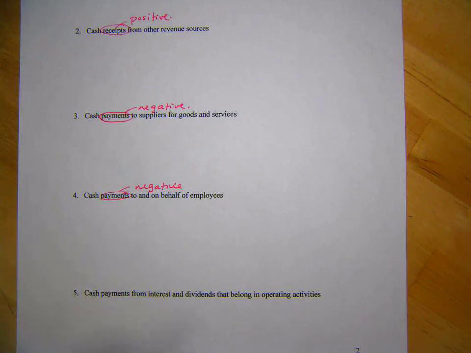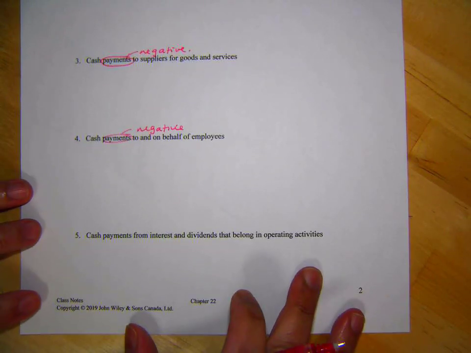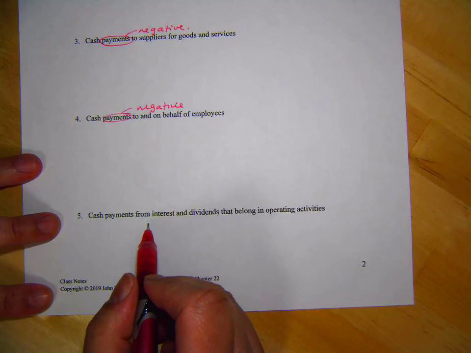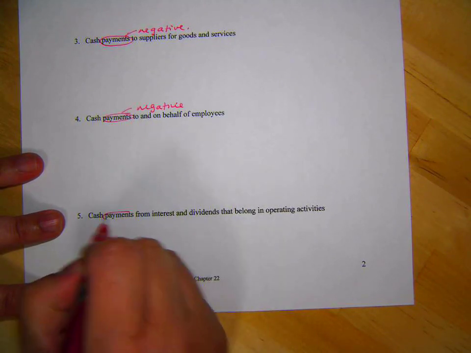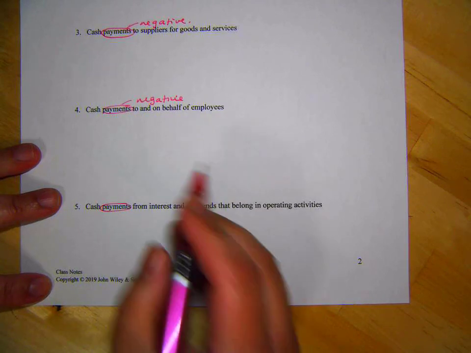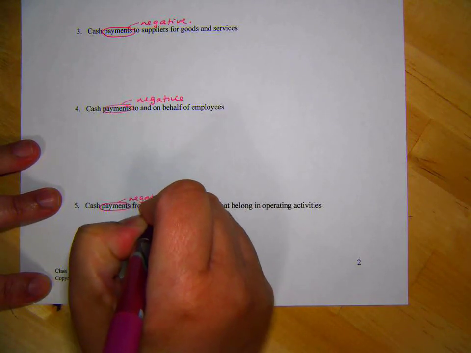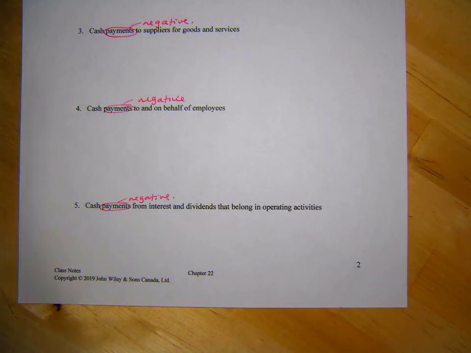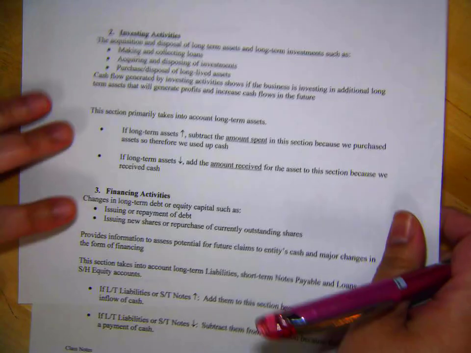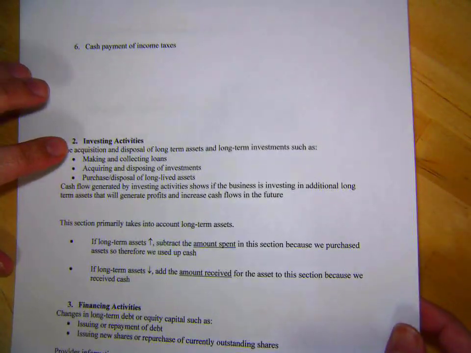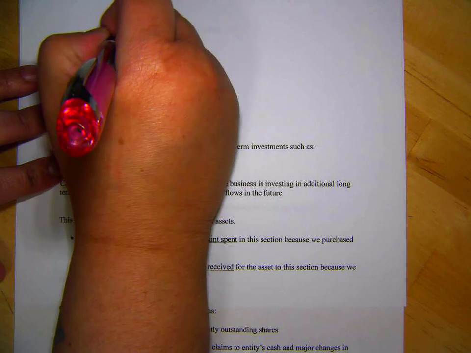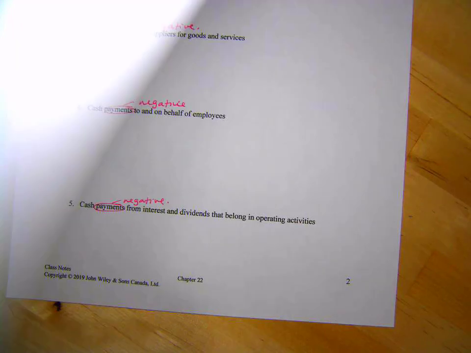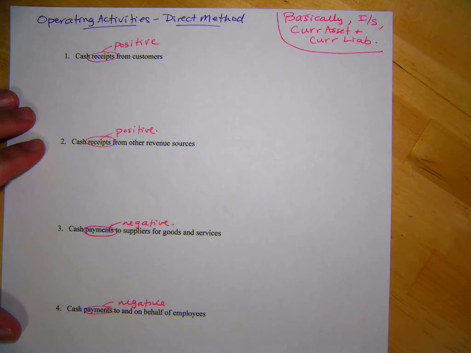So that's negative. Cash payments from interest and dividends that belong in operating activities. And then on page 3, cash payments of income taxes. So those are basically the 6 areas we're going to look at in the operating activities section of the direct method.